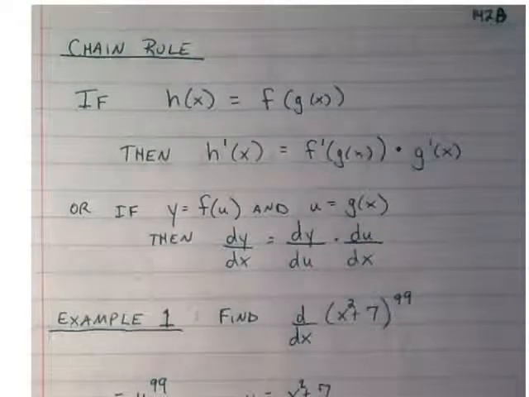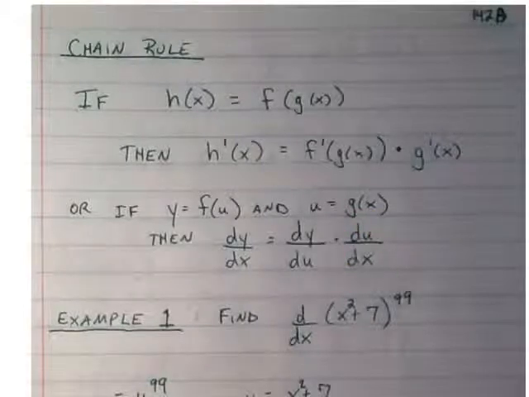So the chain rule states that if we have a function which is composed of two other functions, we can find that derivative by taking the derivative of the outside function, the f function, and keeping g inside, and then we take the derivative of the inside function. If you wanted to use Leibniz notation, you could say if y was a function of u and u was a function of x, then the derivative of y would be the derivative of y with respect to u times the derivative of u with respect to x.